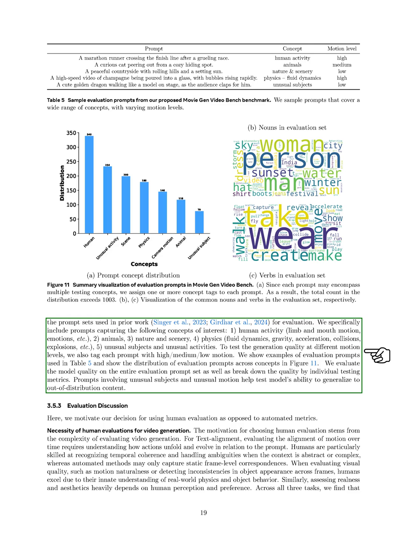We focus on prompts that explore several key areas. 1. Human activities. 2. Animals. 3. Nature and scenery. 4. Physics concepts like fluid dynamics and gravity. And 5. Unusual subjects and activities. Each prompt is tagged with a quality level of high, medium, or low. We present examples of these prompts and their distribution across different concepts. We evaluate the model's performance using the entire set of prompts and analyze the results based on specific metrics. Prompts featuring unusual subjects help us assess the model's ability to handle content that is outside the usual distribution.